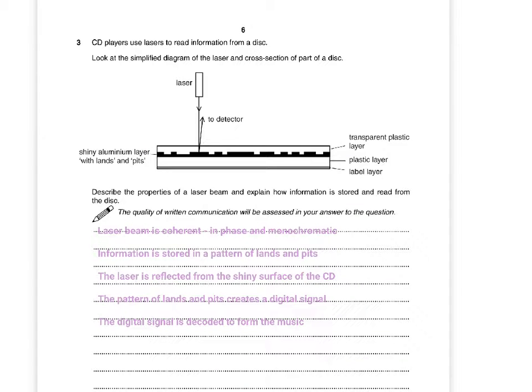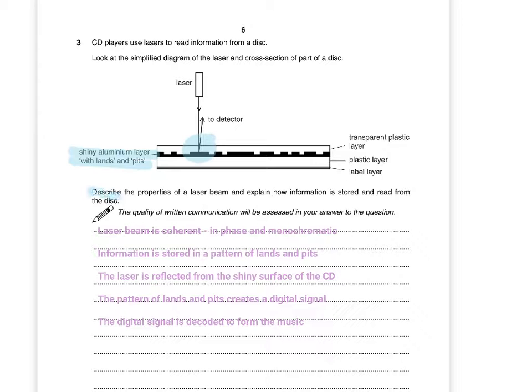Question 3 is a 6-mark question, and it says, CD players use lasers to read information from a disc. Look at the simplified diagram of the laser and cross-section of part of a disc. So some good information here that will help you. The key thing is that you have a shiny aluminium layer, and that layer has lands and pits, so bumps and hollows from which a laser is going to reflect, and you can see that the laser is reflecting here. So, there are a few pointers as to what you've got to talk about.